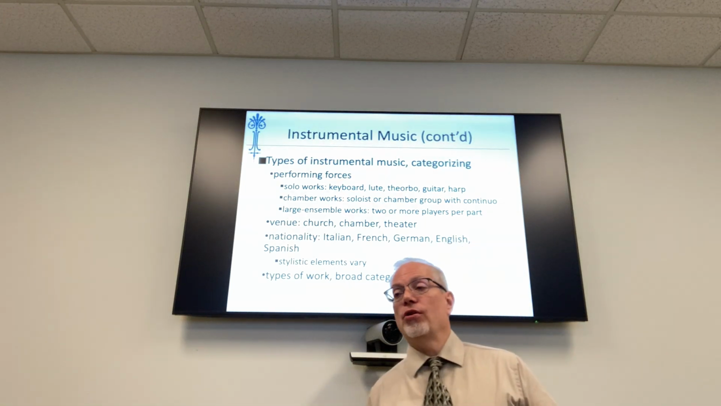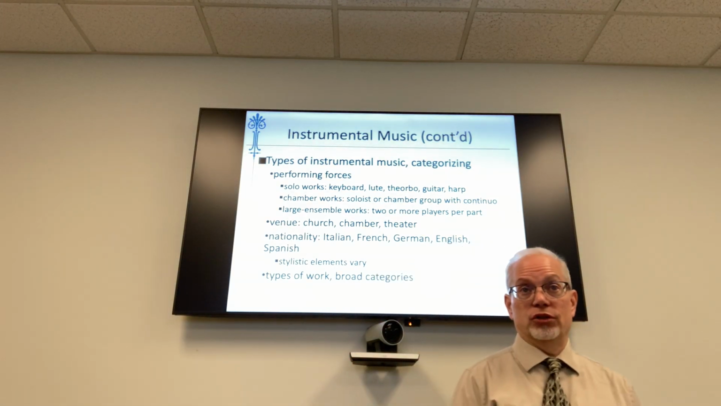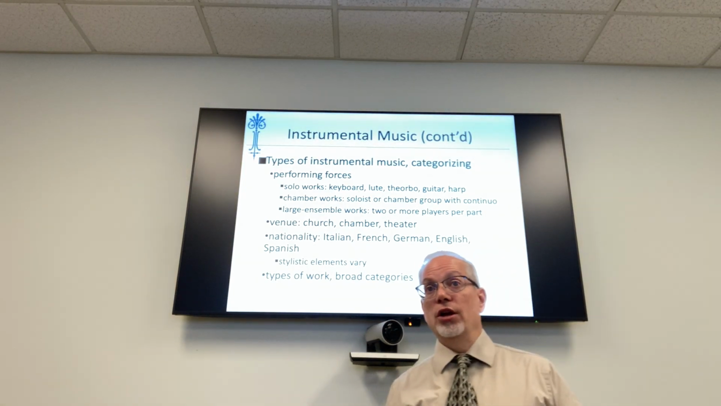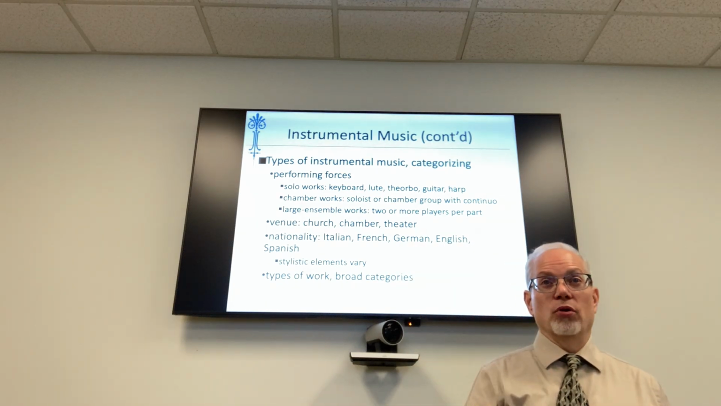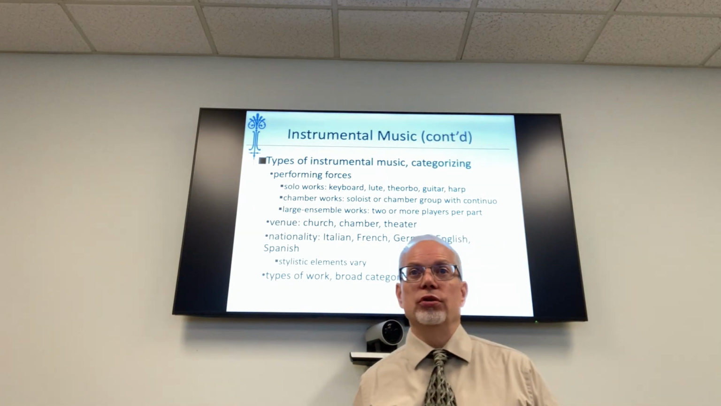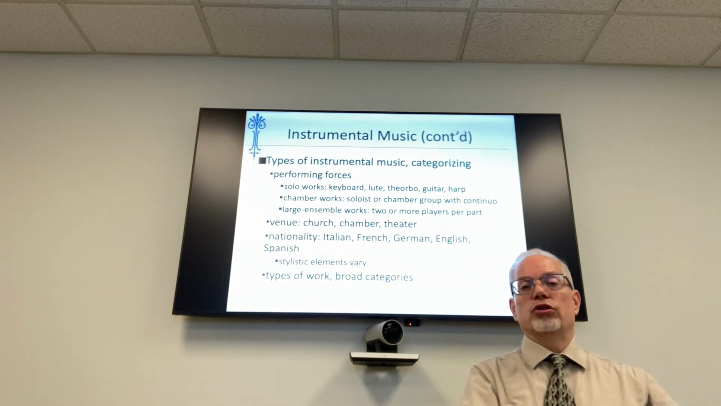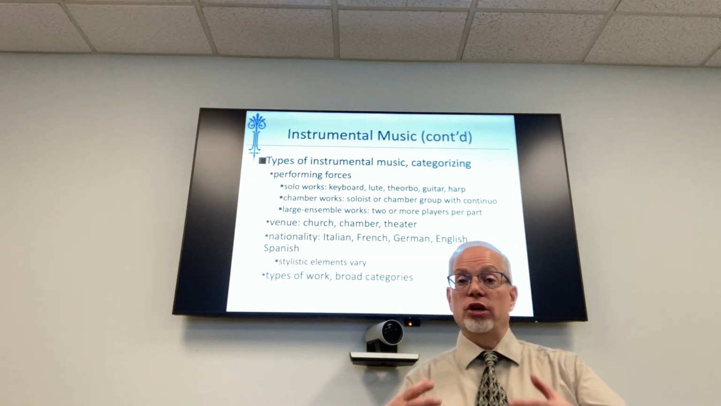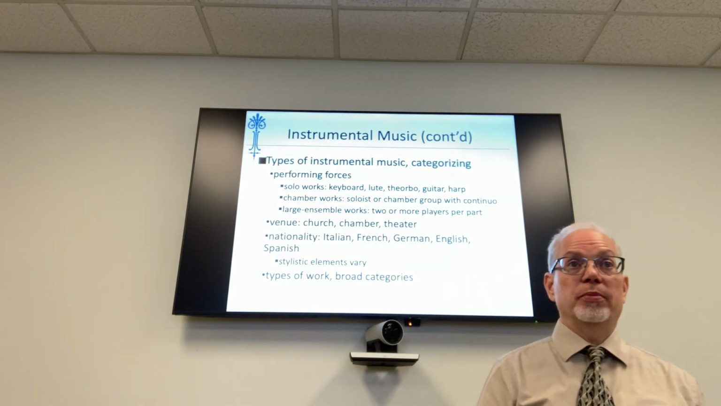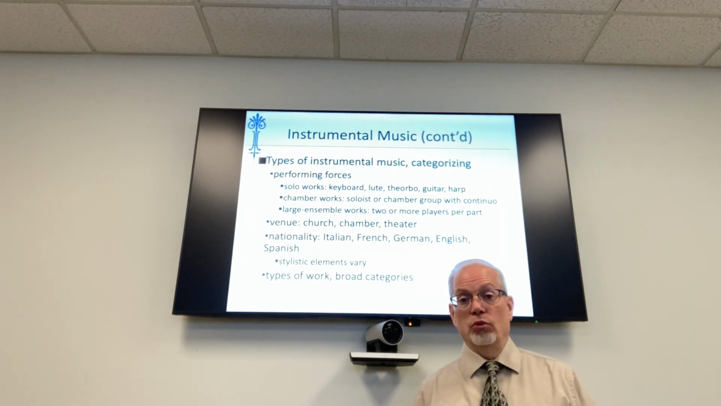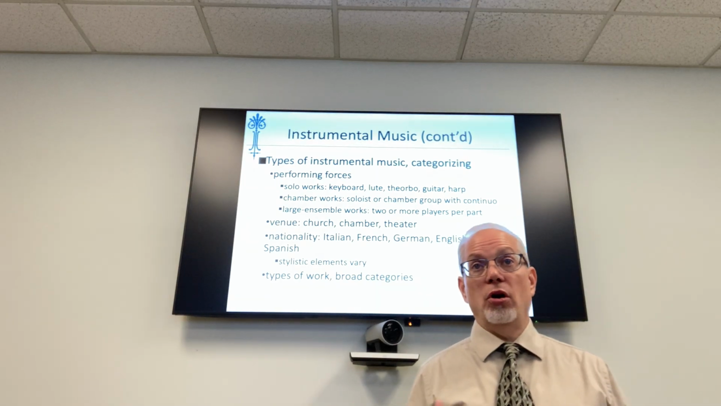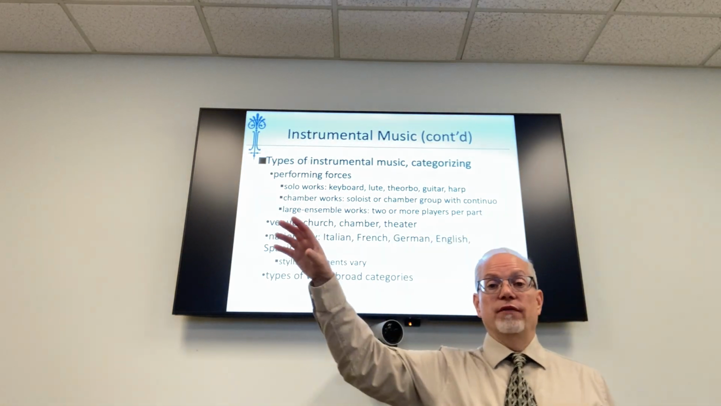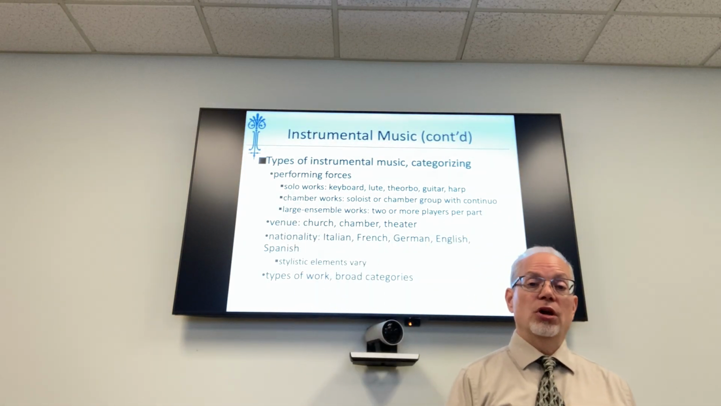So you can catalog it by performing forces. In other words, these pieces are all written for solo instruments, unaccompanied solo instruments, say keyboard or guitar or harp or lute. These works were written for a small group of instrumentalists, either a soloist with continuo or a small group of instrumentalists accompanied by continuo, and then larger ensemble works where you had multiple players on a part. That's one way you could categorize the music, by what numbers and types of performers were involved.